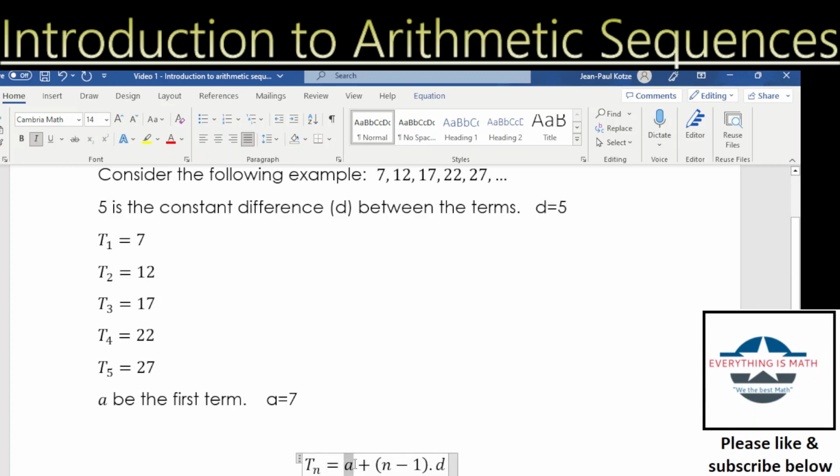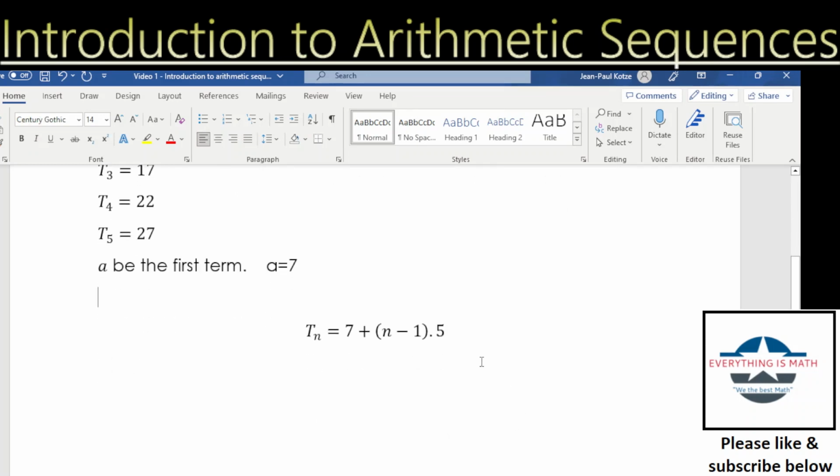Then you substitute. You put the 7 where the a is, and then you put the 5 where the d is, like that. Normally you would put the 5 in brackets, and then you have to use the distributive property here. Because remember, if you've got plus and you've got times, what do you do first? You've got to times first. So you times the 5 by the bracket, and then you add on 7 to the answer.